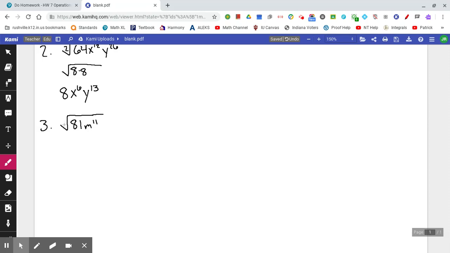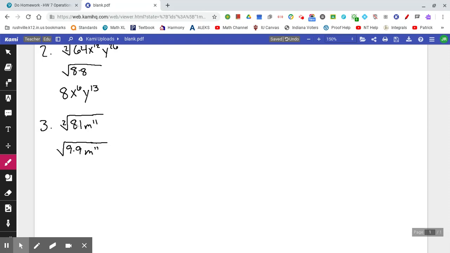Okay, question number 3, once again, is a square root. But this time I have the square root of 81m to the 11th. So I have the square root of 81, which is 9 times 9, so that is a perfect square. But m to the 11th, that's not going to be. If I were to write out m 11 times and look for groups of 2, that's not an even number, which means it's not going to work.